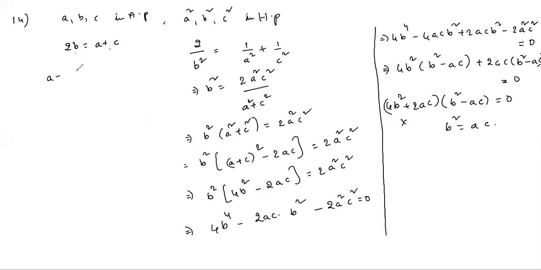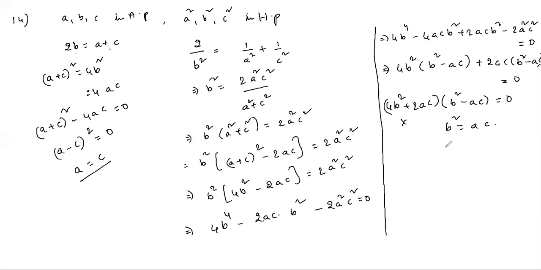b squared equals ac. Squaring on both sides, (a plus c) whole squared equals 4b squared, and 4b squared equals 4ac. So (a plus c) whole squared minus 4ac equals 0. So this is (a minus c) whole squared, so a equals c. If you put a equal to c, then b equals a equals c. Like this you have to solve. Otherwise, if you go through the options, if a equals b equals c, those are in AP. a squared, b squared, c squared are all equal, those are in HP. So through the options it is easily verified.